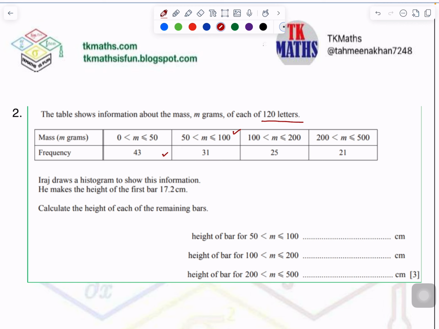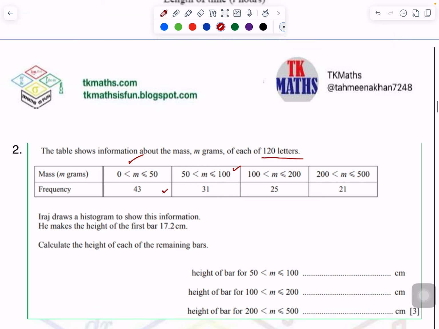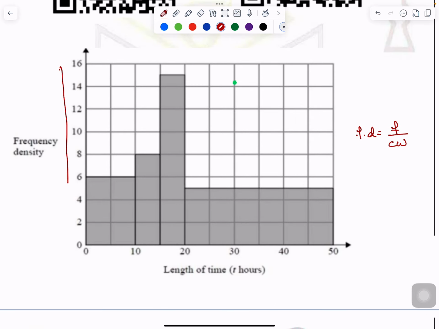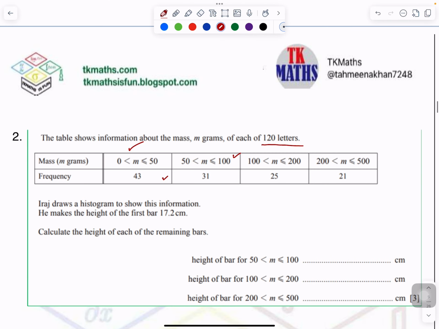The histogram is not shown to you here, but the information is provided. He draws a histogram to show this information. He makes the height of the first bar, for this one, 17.2. Now we know that the height of the bar actually represents the frequency density. So let's find out the frequency density for each interval. When it is 0 to 50, there are 50 units. 50 to 100 means again 50 units. 100 to 200 means 100 units. 200 to 500 means 300 units.